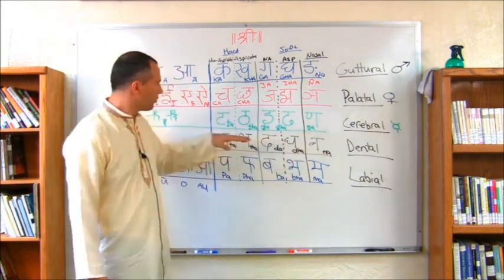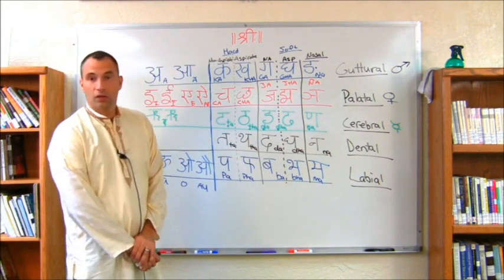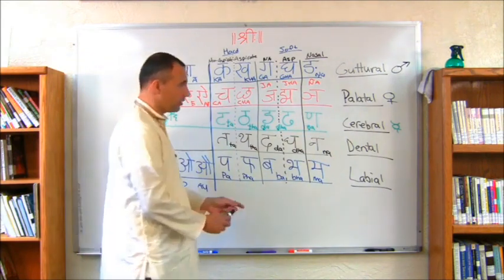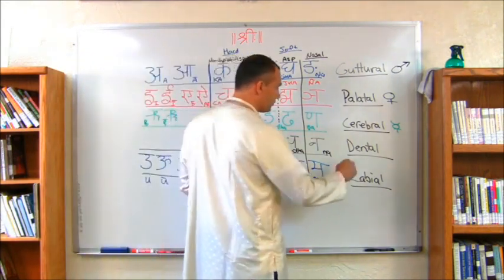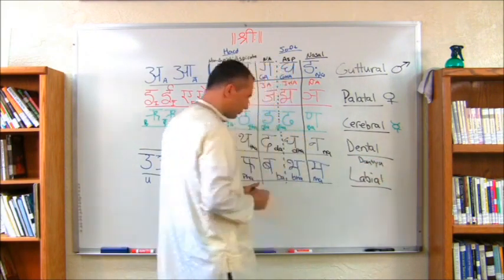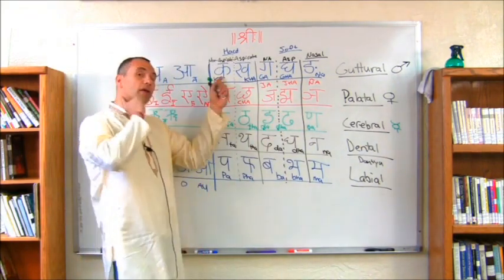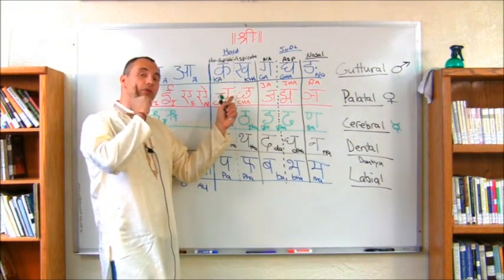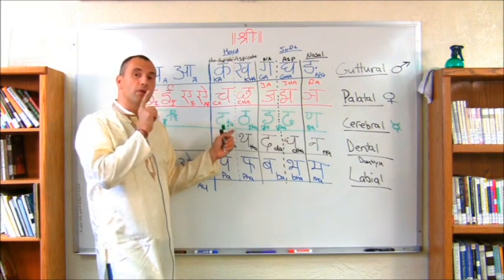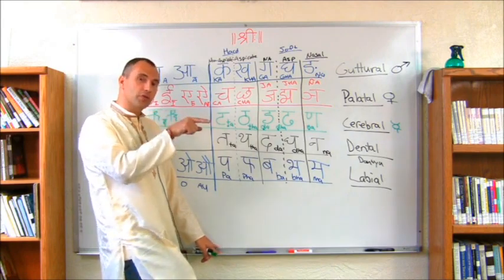The next row is called the dental row. Our word dental comes from dantya, the Sanskrit word dantya, which means dental. It's in your book. So these are now the tongue, from the back of the throat to the soft palate to the hard palate, and now we're even further up, right behind the teeth. The dentals are where the tongue touches the front teeth.